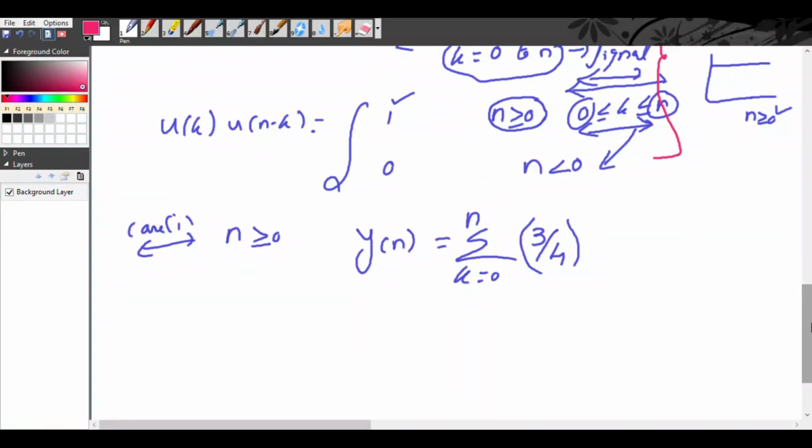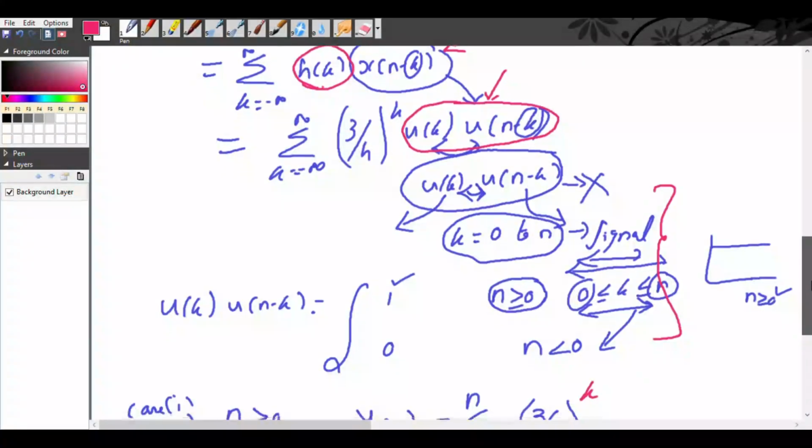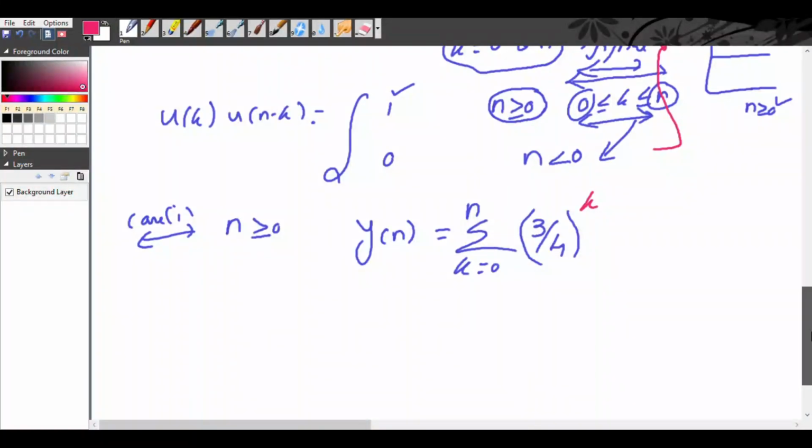All I am doing is just writing that equation. So y of n is equal to summation of k equal to 0 to n of (3 by 4) to the power k, and u of k, u of n minus k. The value of u of k is 1, it is a unit step signal, so it will not restrict the value. So what is this? This is a summation series.